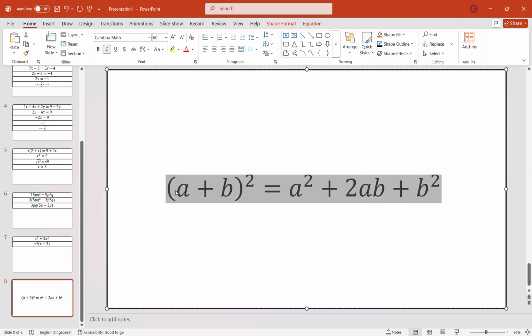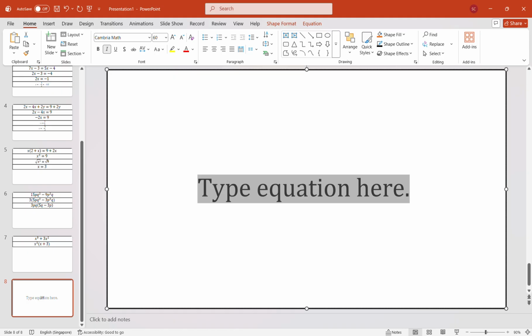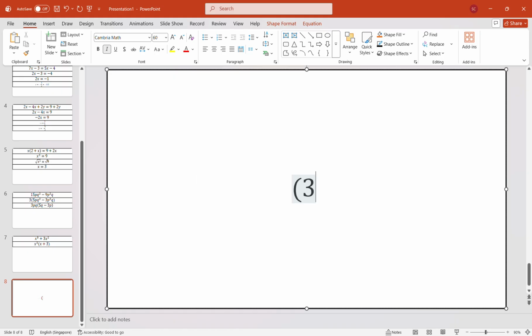Now, when would this be useful? This is actually pretty useful in mental sums. For example, 397 times 403. Wait, no, I just realized. Okay.